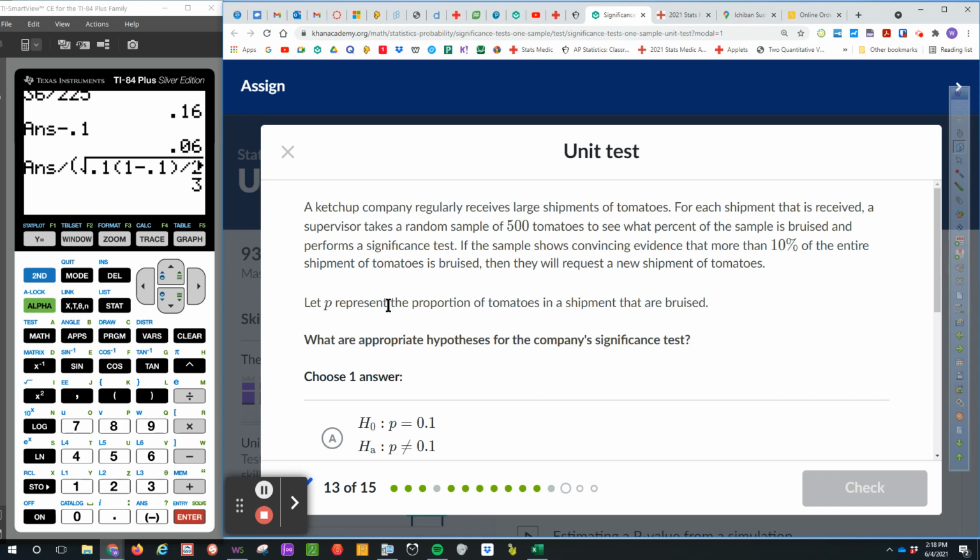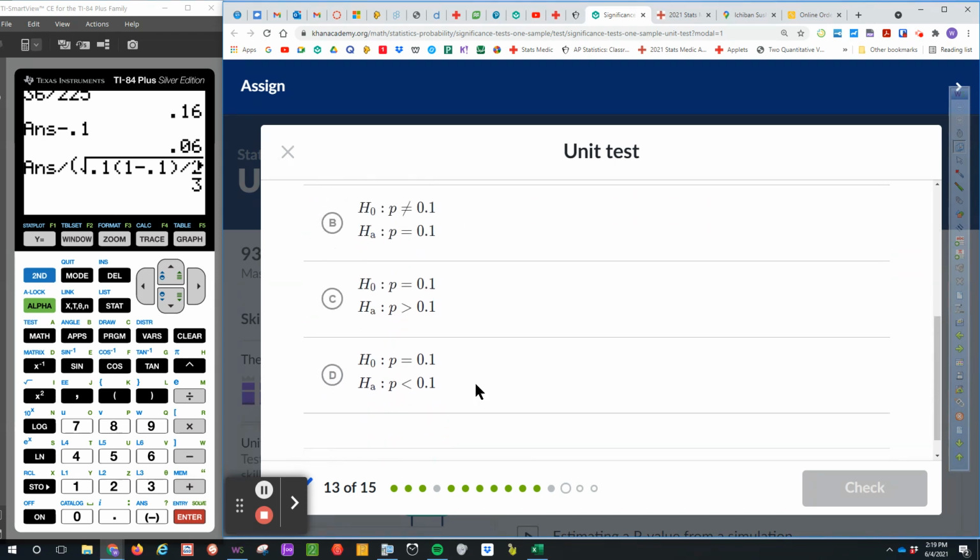So let P represent the proportion of tomatoes in a shipment that are bruised. What are the appropriate hypotheses for the company's significance test? So the null is that it is 0.1, right? It's 10%. And the alternate is more, right? The alternate is more.